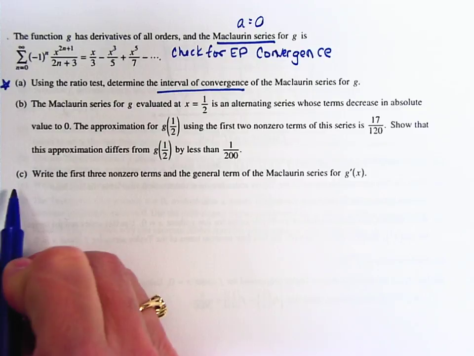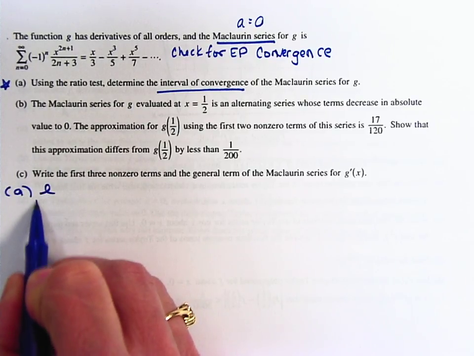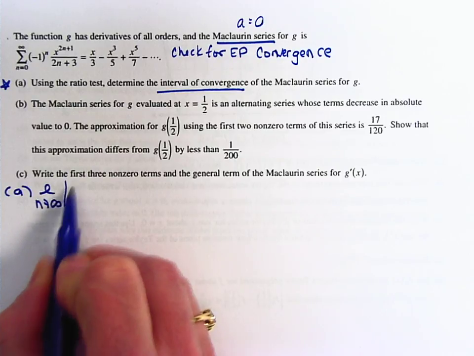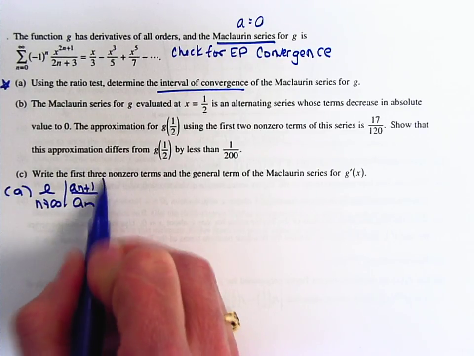All right. So I'm going to go ahead and get started with my ratio test. A to the n plus 1 all over a to the n. Can you see that okay?